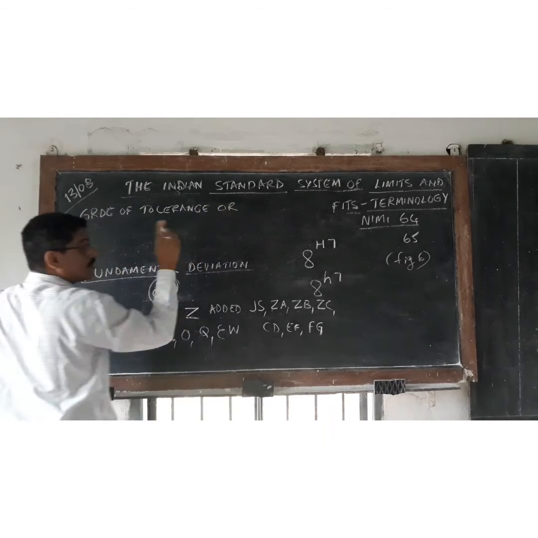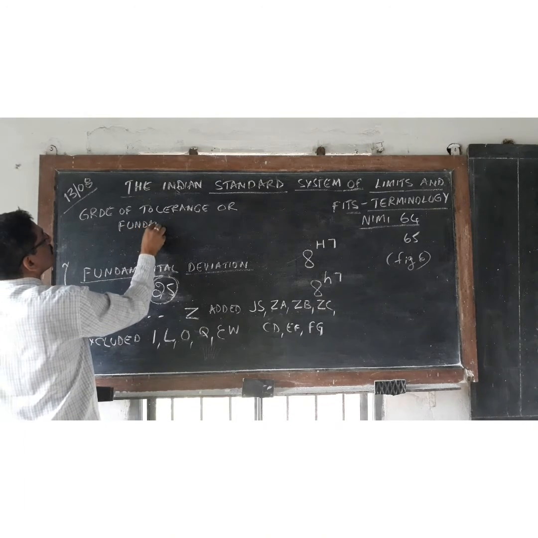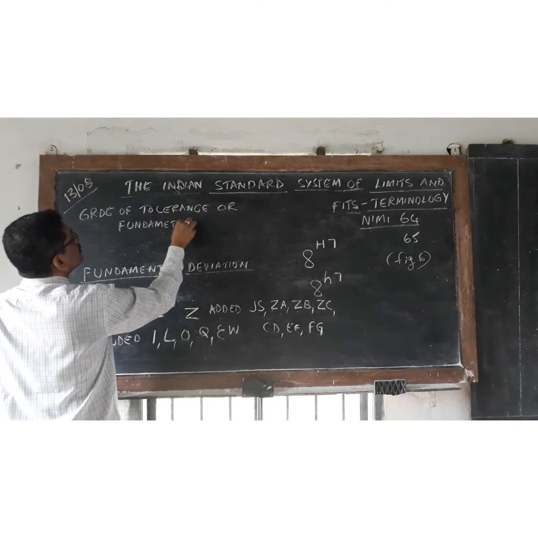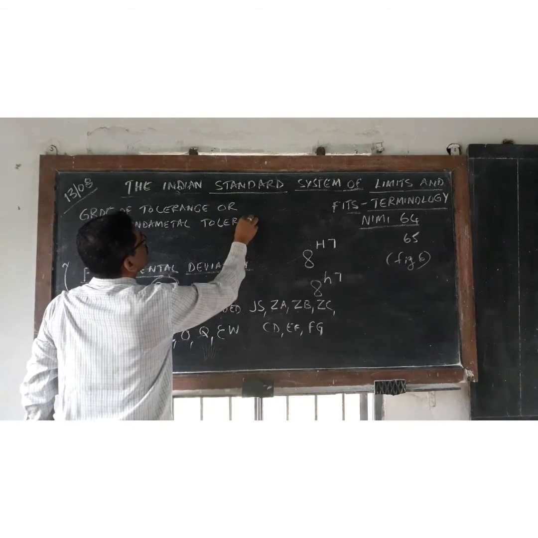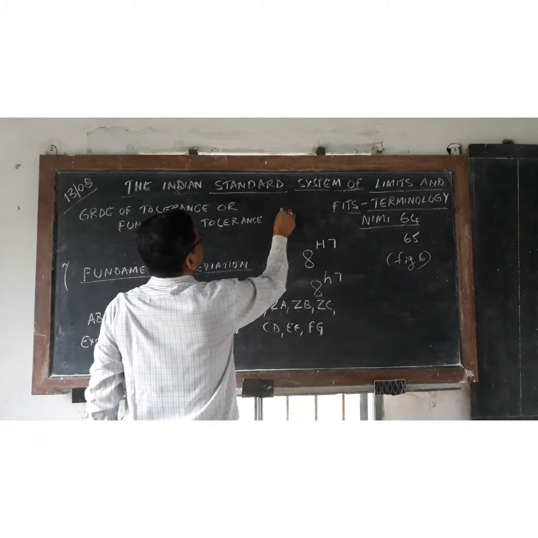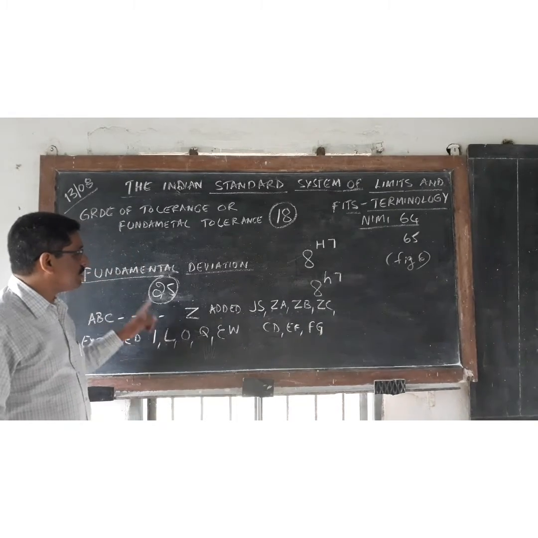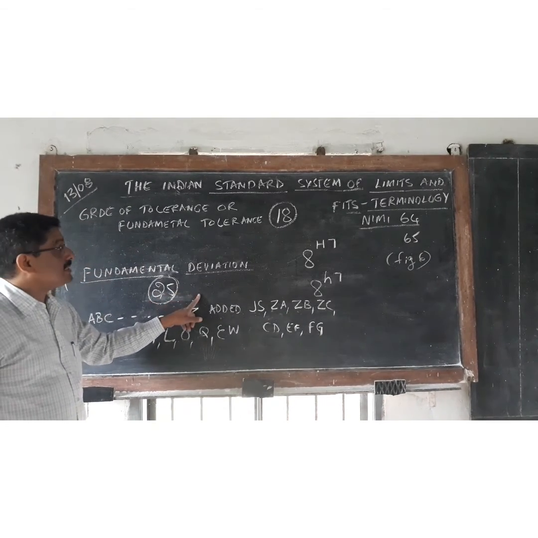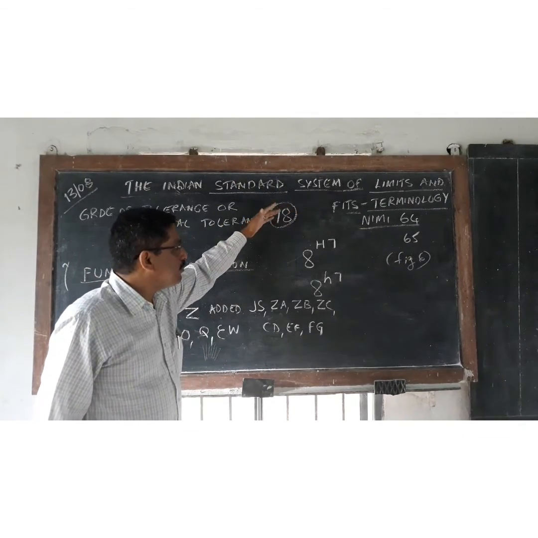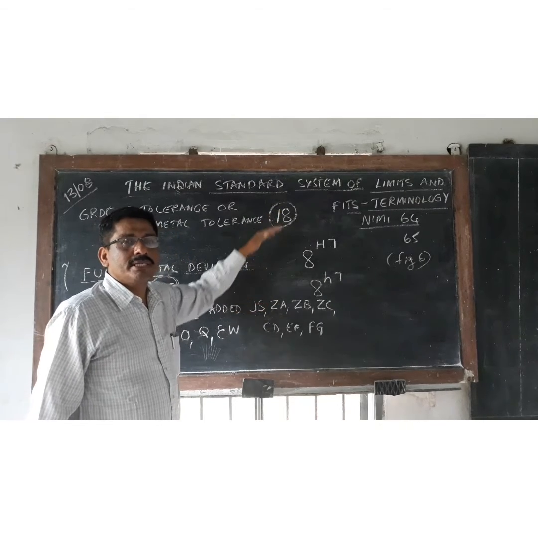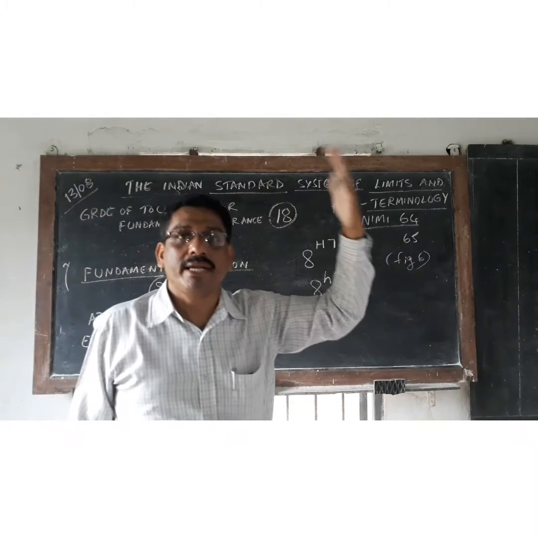Or this is also called a fundamental tolerance. These are 18. Keep this exactly in mind, it is very important. There are 25 fundamental deviations and 18 grades of tolerance. Adding both of these, you can maintain lakhs of types of fits.